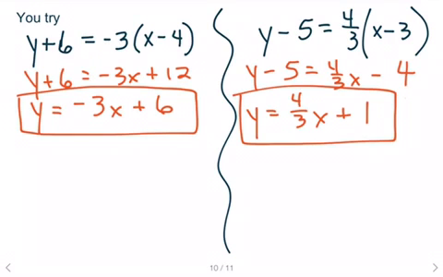Then for the second one, we're going to distribute the 4/3. Now, the nice thing on this one, we distribute the 4/3. Of course, we can cross cancel with the 3's. So we're going to end up with a negative 4. Then we're just going to add the 5, and we end up with plus 1, so y is equal to 4/3 x plus 1.